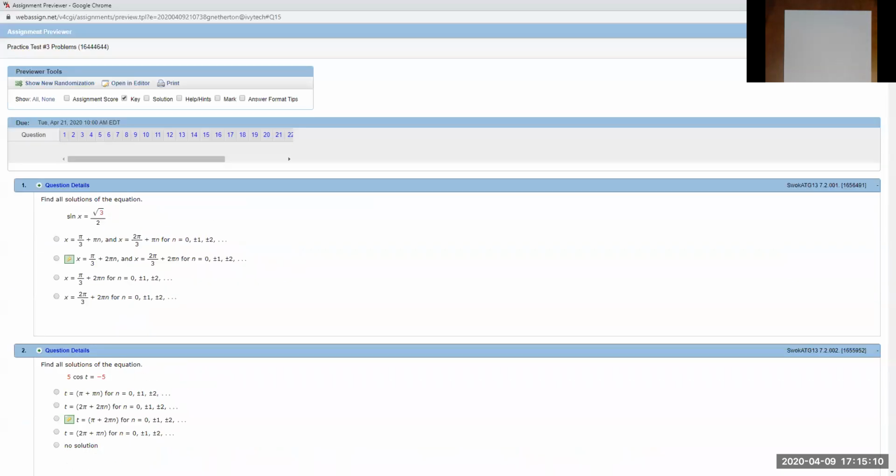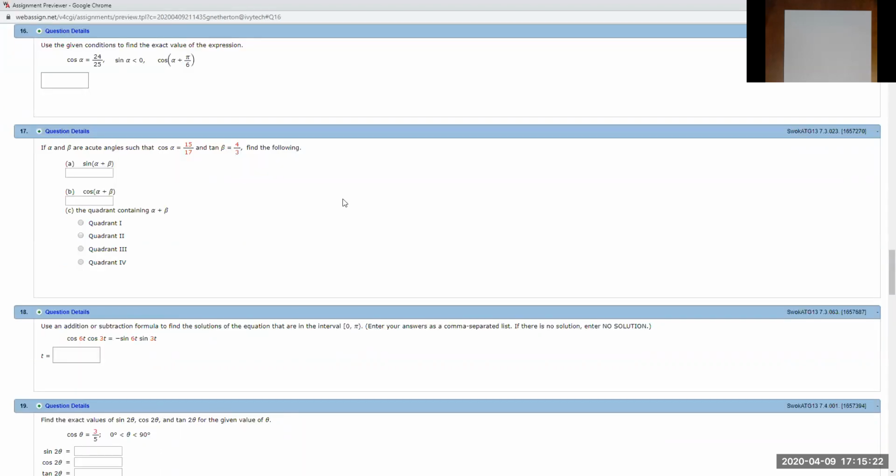Number 16. I don't want to see the answer. I want to see if we can figure it out. All right. Looks like actually the same kind of problem. So number 16, let me write down the information. Use the given conditions to find the exact value of the expression. So they say cosine of alpha is 24 over 25. The sine of alpha is less than 0. And really what they're wanting to figure out is the cosine of alpha plus pi over 6.